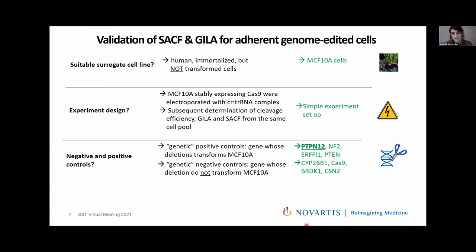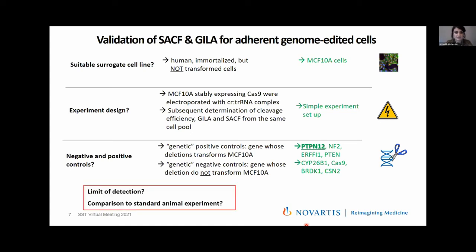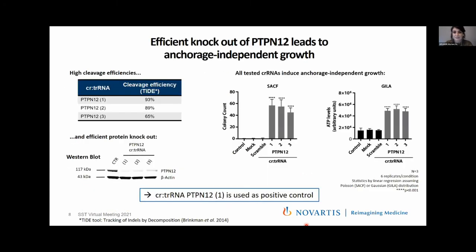And in this talk, I will focus on PTPN12, the strongest positive control in our hands. And I will show you some data about the limit of detection and the comparison to the standard animal experiment. So as I already mentioned, PTPN12 is one of our strongest positive controls. It's a known oncosuppressor, and we've shown previously that PTPN12 is inducing hyperproliferation in MCF DNA.